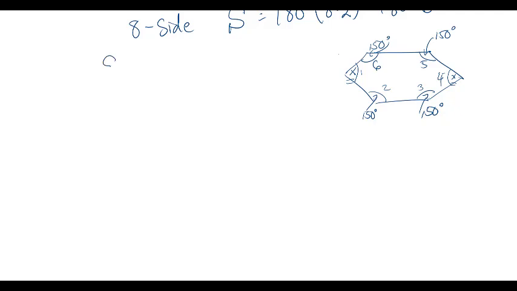We can write out our formula. The sum of all angles equals, we have 6 sides, so we have 180 degrees times 6 minus 2. And we can simplify this: 6 minus 2 is 4, so the sum of all angles equals 180 degrees times 4.